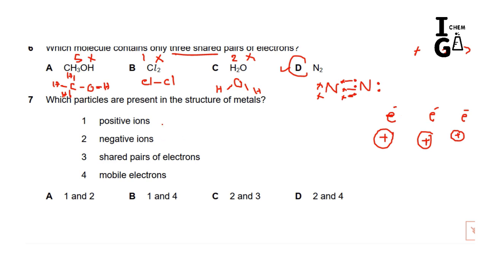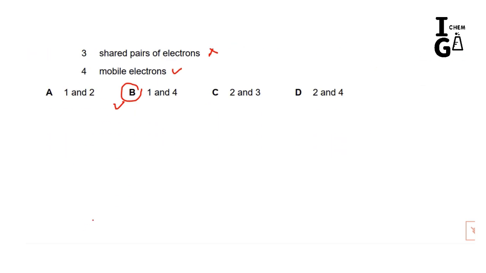So positive ions, this is correct. We have negative ions, this is not correct. We have negative electrons, not ions. Shared pairs of electrons, we don't have shared pairs of electrons, so this is not correct. Mobile electrons, I think you understand, we have here mobile electrons, so this is also correct. So the correct answer should be 1 and 4. So 1 and 4 is B. Okay?